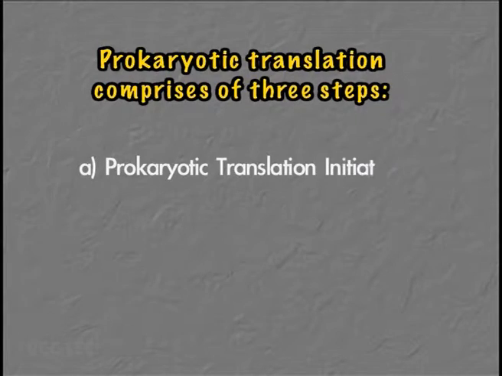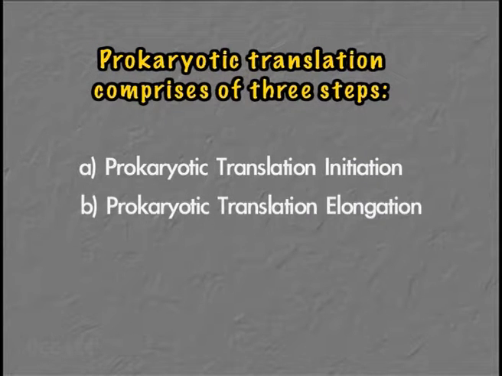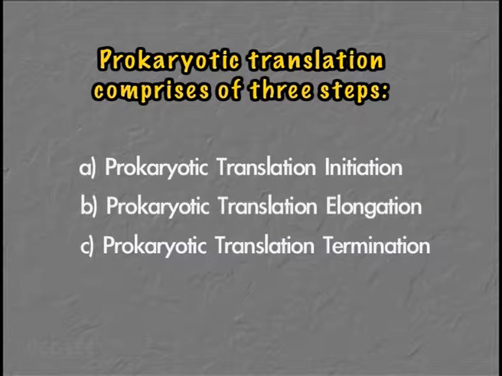Prokaryotic translation means the product that we get after transcription is converted into a protein by a method called translation. Prokaryotic translation basically comprises three important steps. Number one is called prokaryotic translation initiation. Number two is called prokaryotic translation elongation, and the third one is called prokaryotic translation termination.